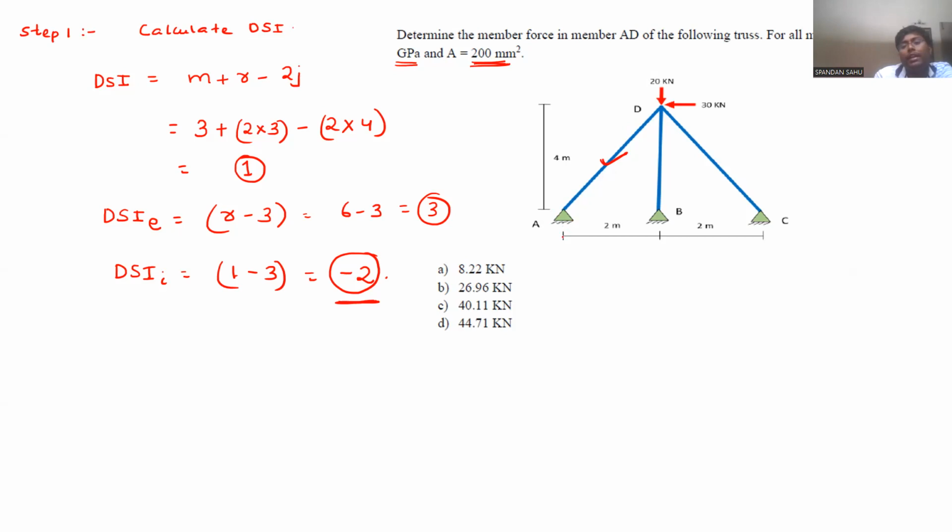Here there are two forces. Here also there are two forces. Here also there are two unknown forces. Now, can you tell me, if these are AY, AX, BX, BY, CX, CY, then which reaction should we take as redundant?